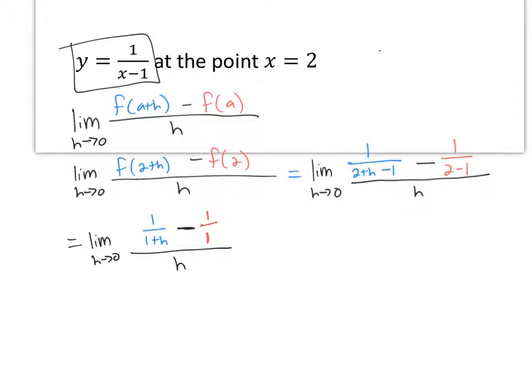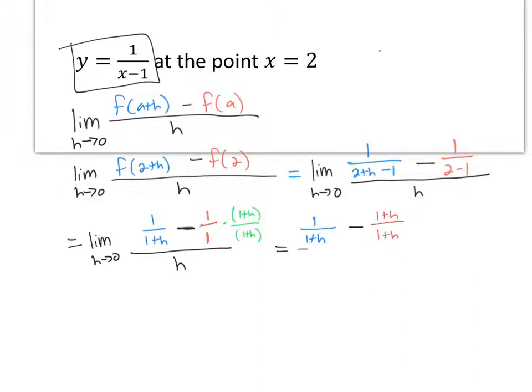And so if I want to combine like terms, which I kind of need to do, I need a common denominator here. So this is 1 plus h. I can easily multiply by a funny version of 1, 1 plus h over 1 plus h, to get the denominators to be the same. So this ends up being 1 over 1 plus h minus 1 plus h over 1 plus h.